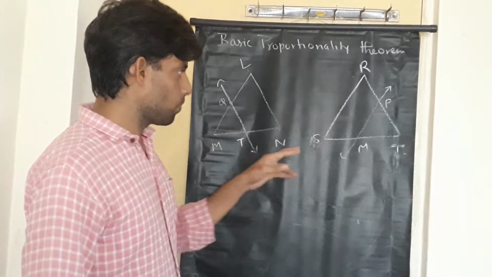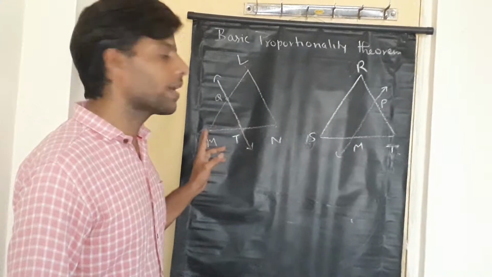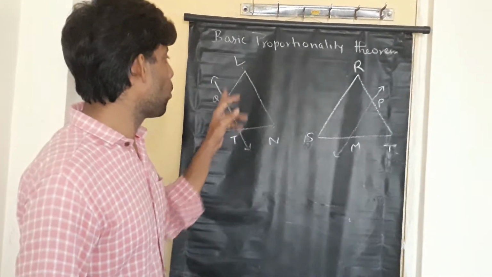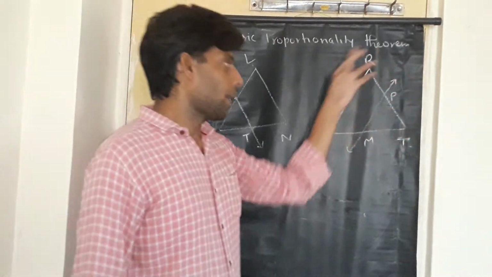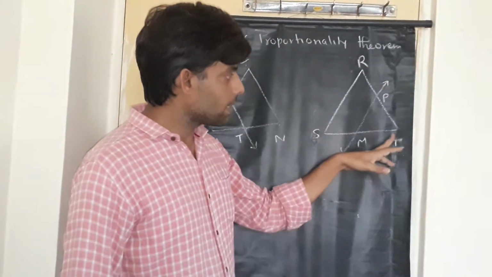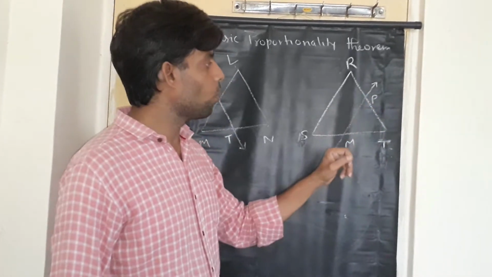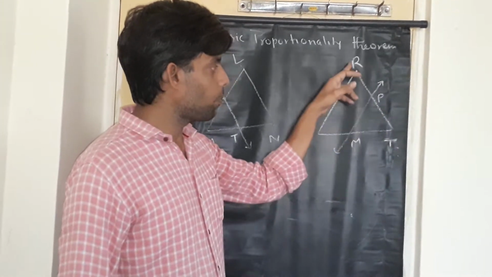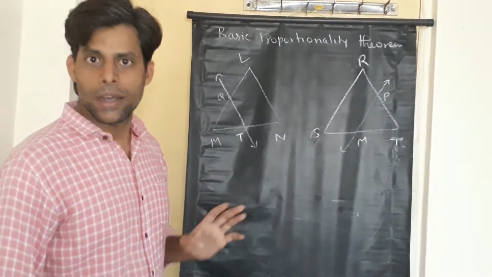And so we can see here M is the vertex of triangle MQT. We can begin from MQ upon QL is equal to MT upon TN. Now for this figure, we can see here T is the vertex of the triangular part, and you can go TP upon PR is equal to TM upon MS. That's how you can find out the ratios.